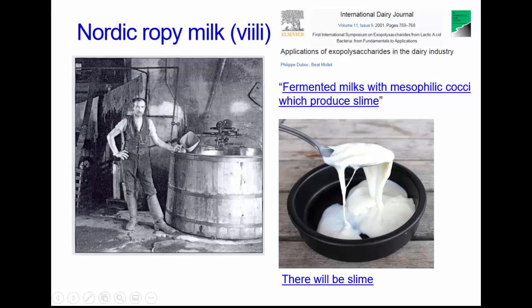We mentioned Nordic ropy milk, sometimes called viili. This arises from low temperature fermentation and produces a stiff, viscous product. It's characterized by ropy consistency caused by slime, that is EPS, excreted into the milk during the exponential growth phase of the microflora. And again, there's a link there, which we'll talk more about these types of products if you're interested. And there's a picture of a Nordic chap, hopefully making ropy milk.